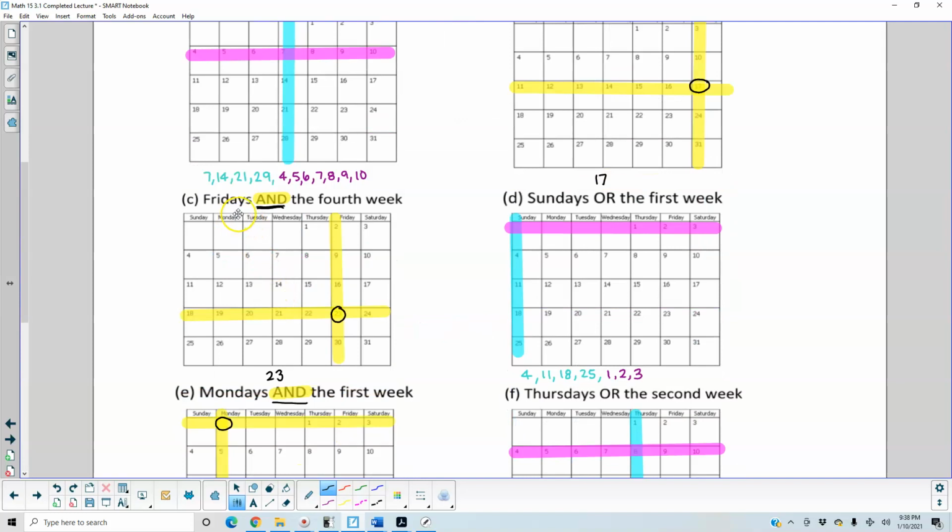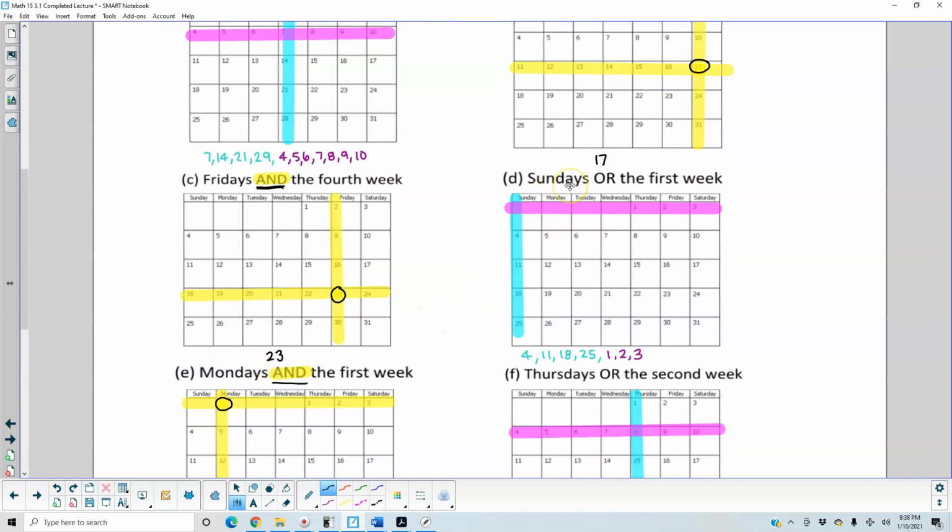Let's go to part C. Fridays and the fourth week. So we're going to go ahead and draw a line through the Fridays and then draw a line through the fourth week. Now again, and is where they intersect. So they intersect at the 23rd because that is a Friday and the fourth week. So there's 23.